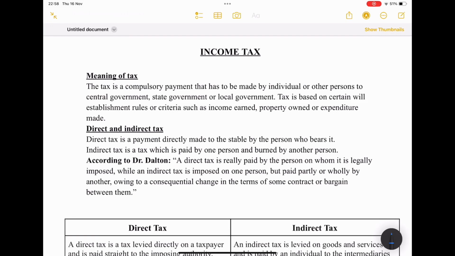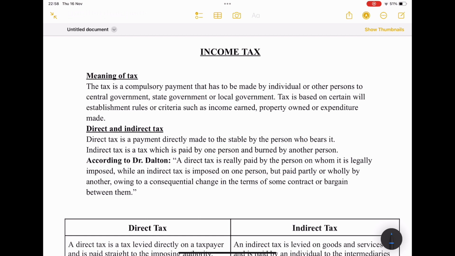Hello everyone, in this video we are going to start with a new concept, income tax. Before starting with the concept directly, let us know the meaning of tax. Tax is a compulsory payment that has to be made by an individual or other person to the central government, state government or local authorities.